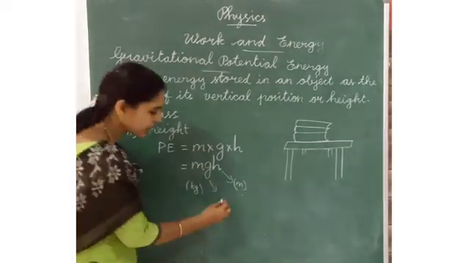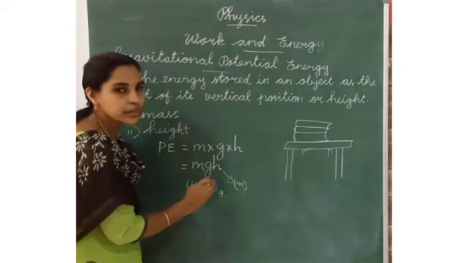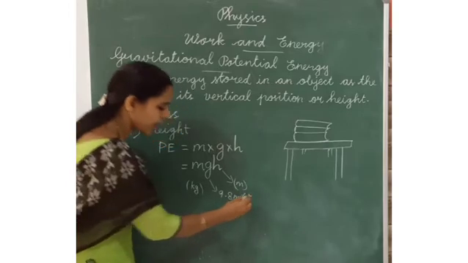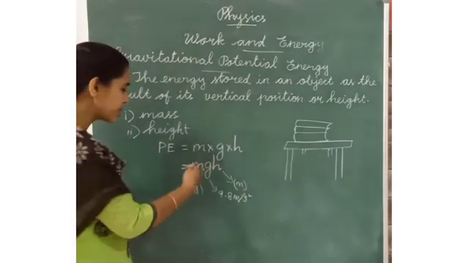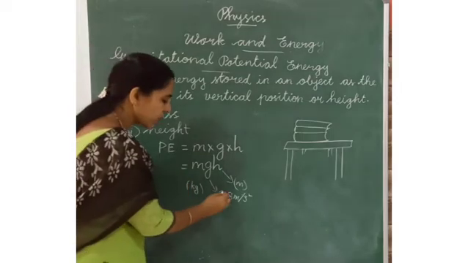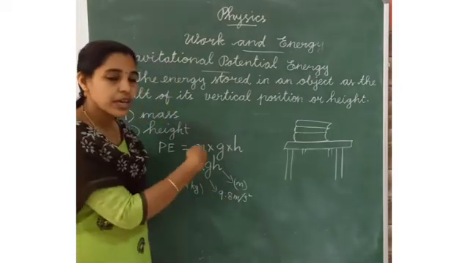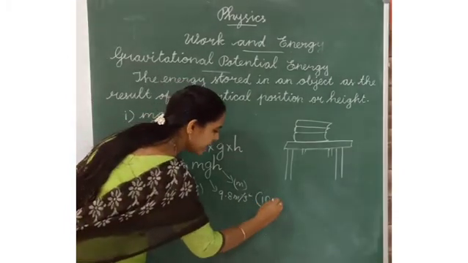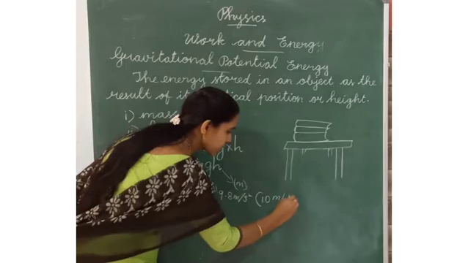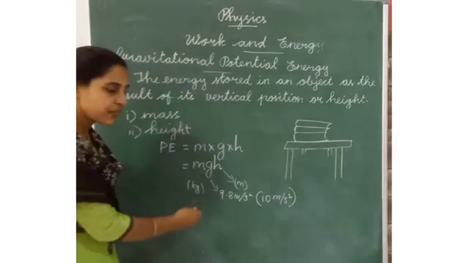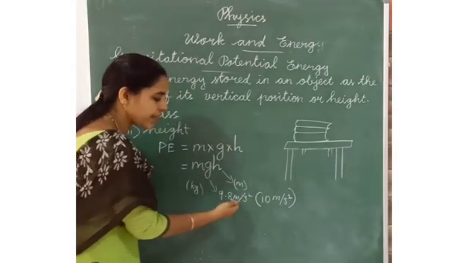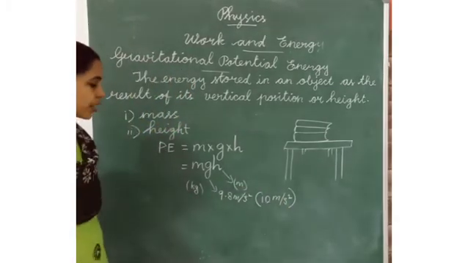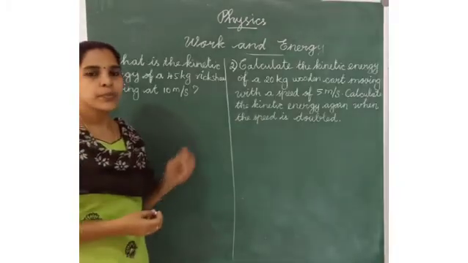What is the value of this? 9.8 meter per second square. But when we have to calculate the potential energy, we take the acceleration due to gravity to be 10 meter per second square. To find the value exactly, we use 9.8, but here we take it to be 10 meter per second square. Okay, we can do some problems now.